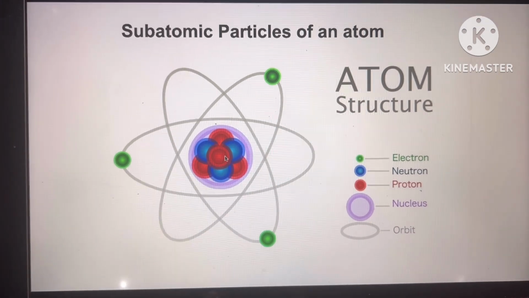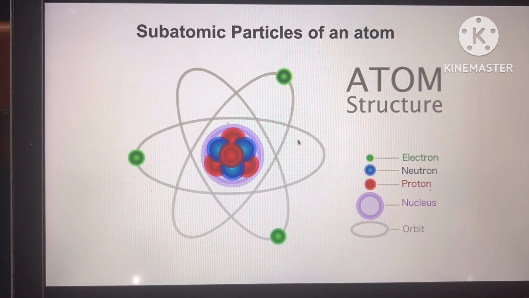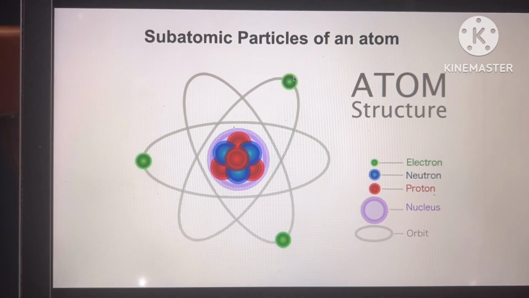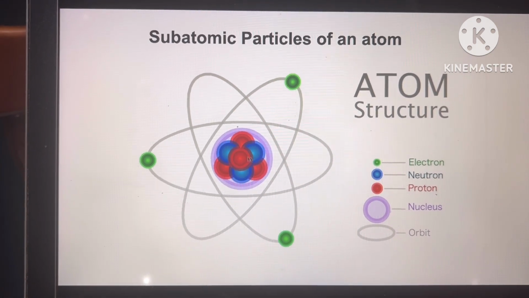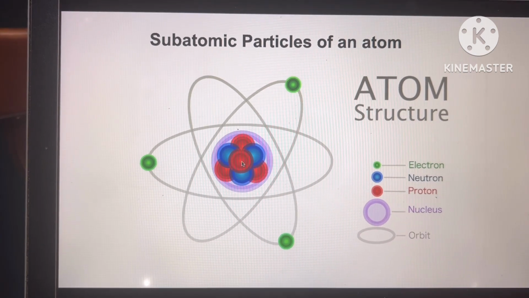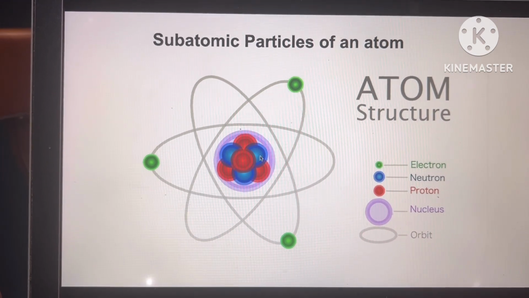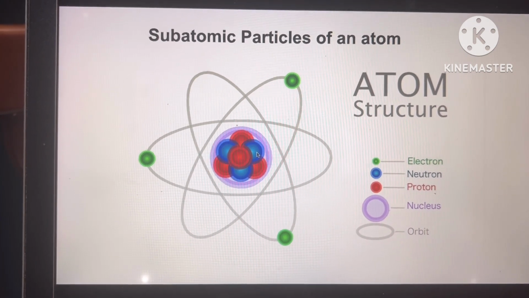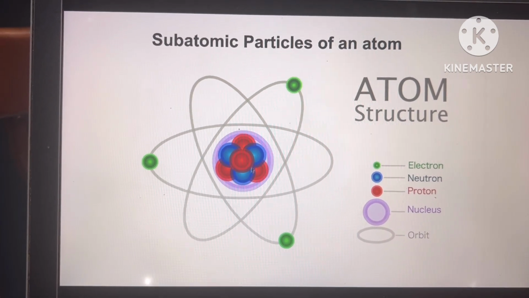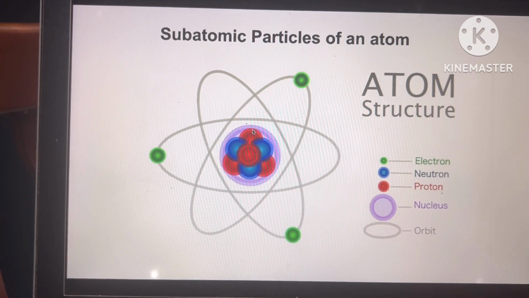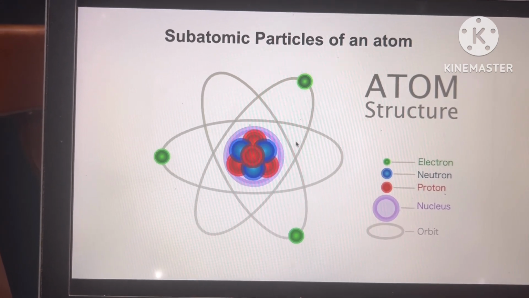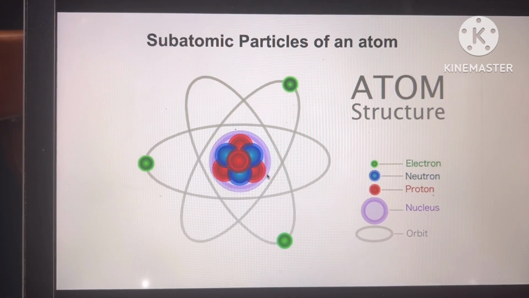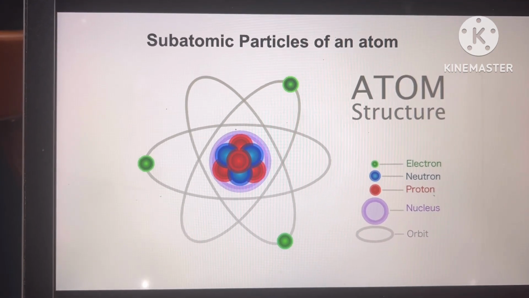A little information about the subatomic particles of an atom. The electron here is the one that carries the negative charge. The proton here carries the positive charge. And the neutron is neutral. It doesn't carry any charge. All right? The central part of the atom, again, is the nucleus. And outside the nucleus is where you can find the electron. Again, these are the 3 subatomic particles of an atom.